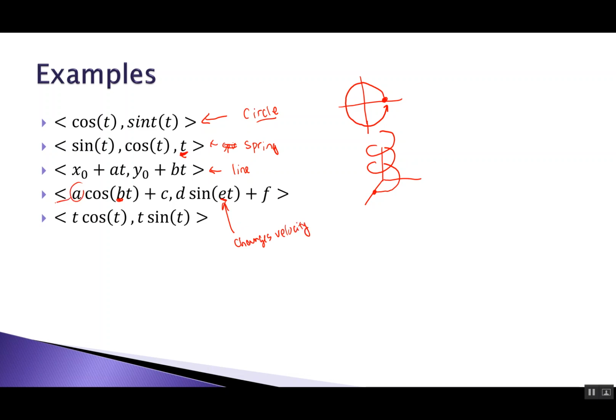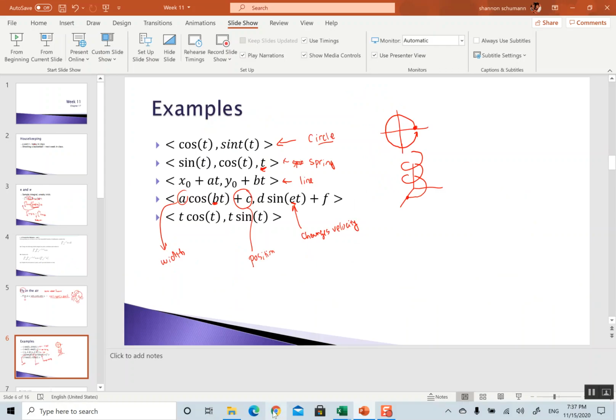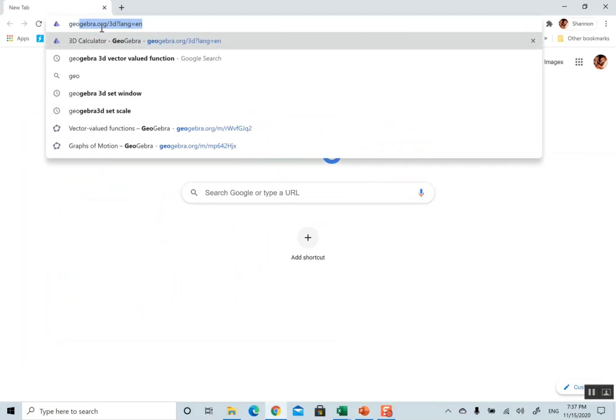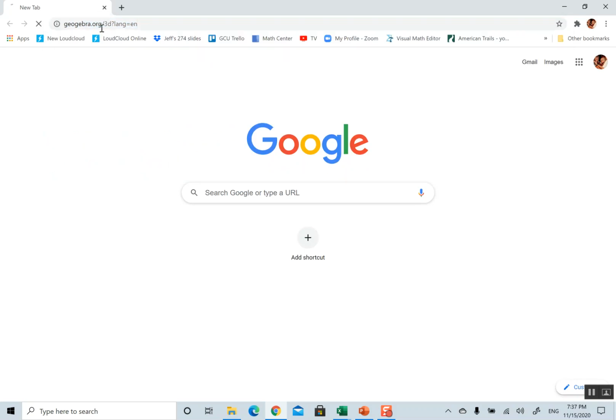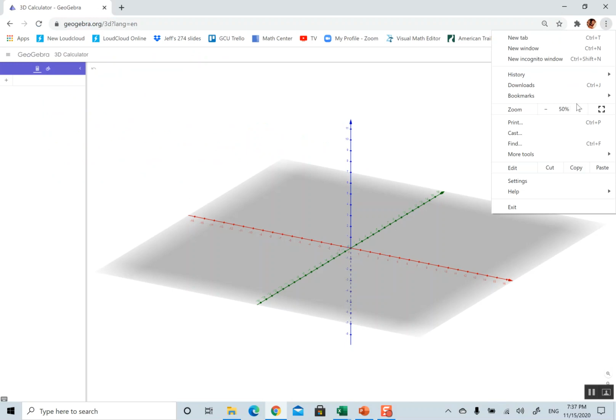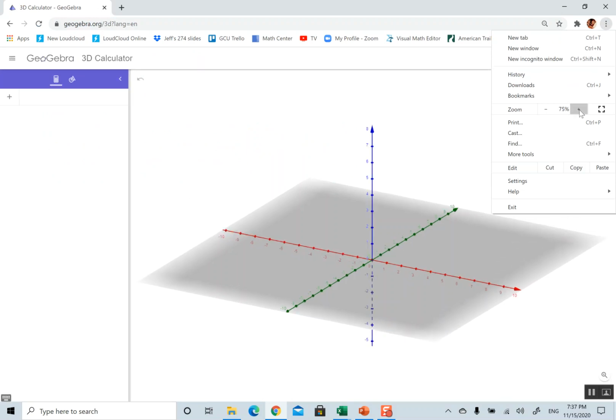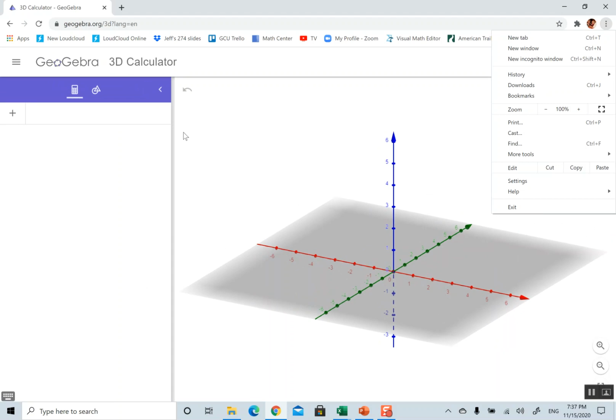And when I multiply something outside, that changes the width. And when I add a number, that changes the position. So let's take a look. Let's go into GeoGebra and see if we can graph a few of these. Let's see, GeoGebra 3D. Let's make this a little bit bigger so that we can see it better.